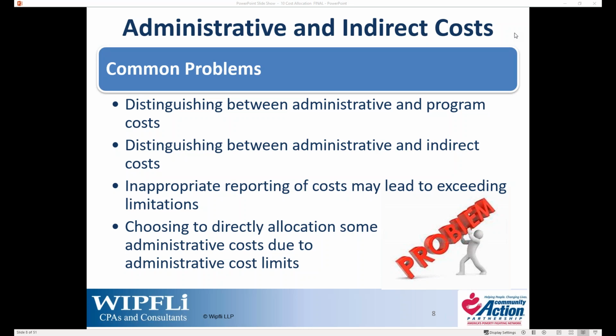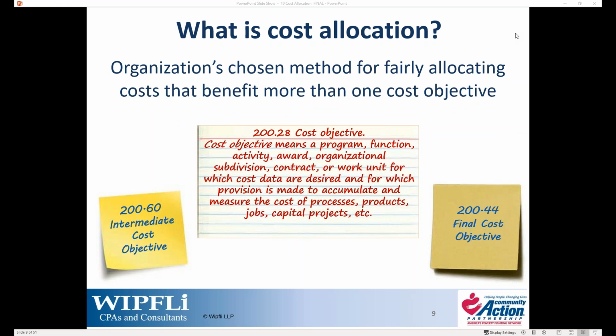And another challenge is choosing to directly allocate some administrative costs due to administrative cost limits. So sometimes agencies say, well, I'm not going to direct all of these costs because I'm going to exceed my limit. The problem is then who will or how will you pay for those additional costs? So what is cost allocation? It is the organization's chosen method for fairly allocating costs that benefit more than one cost objective.